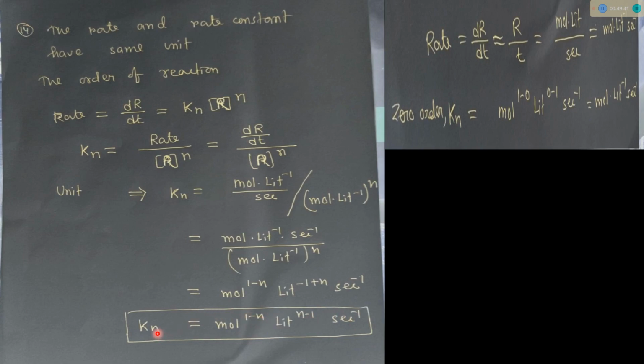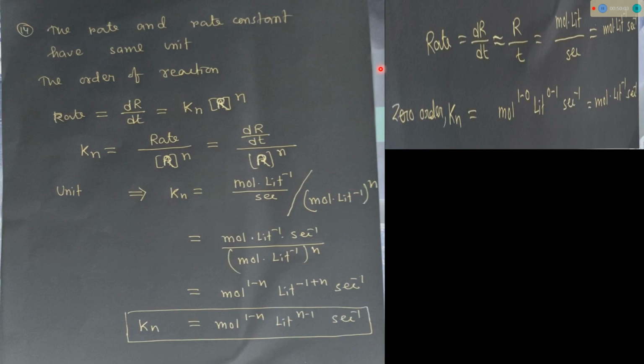For the first order reactions, this becomes 0 and this also becomes 0, leaving only second inverse. We all know that for first order reactions the rate constant unit is second inverse. So if you put n equal to 2, you will get the corresponding unit of rate constant.